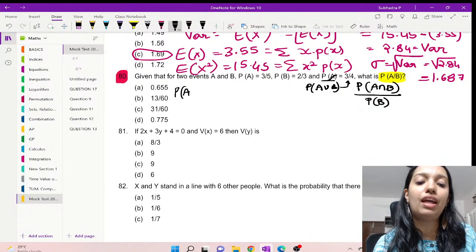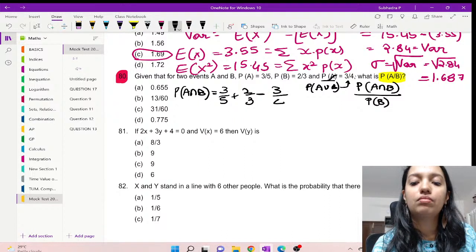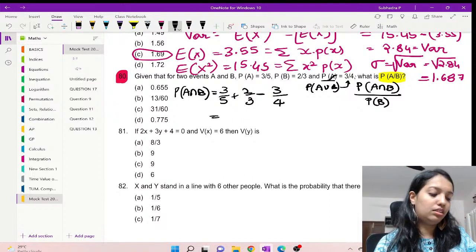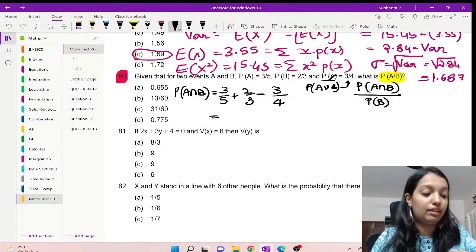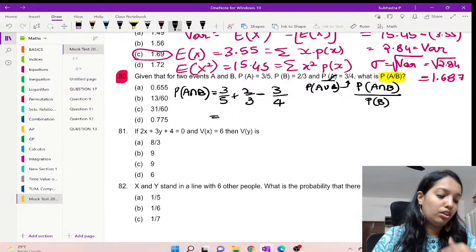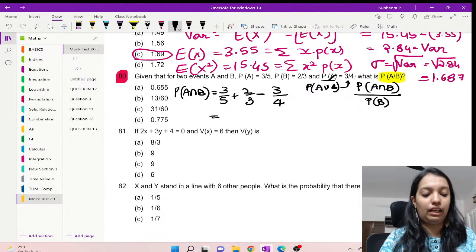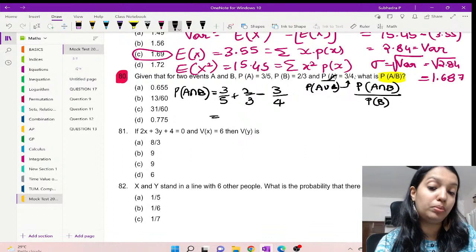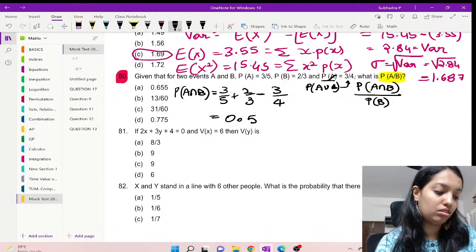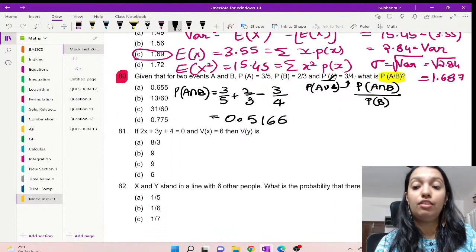I know that P of A intersection B is equal to P of A plus P of B minus P of A union B. You can take the LCM and find it, or you can directly do it with the help of a calculator; you will get the same answer. So 3 divided by 5, do M plus. 2 divided by 3, do M plus. 3 divided by 4, do M minus. Press the GT button, you are going to get the answer to be 0.5166.